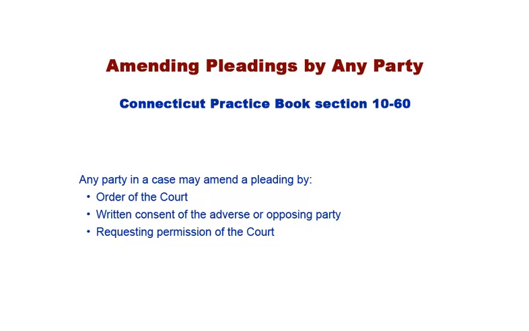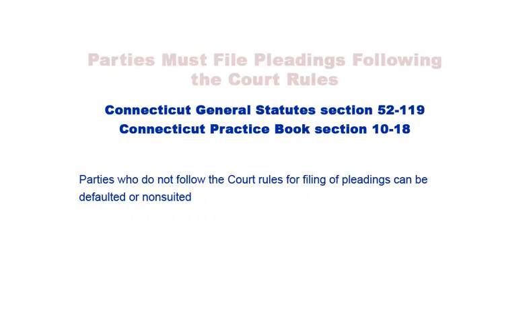Connecticut Practice Book, Section 10-60, states that the plaintiff or any other party, after the first 30 days after the return day, may amend a pleading by order of the court, by written consent of the adverse or opposing party, or by filing a request asking permission to file an amendment. Section 10-60 gives specific instructions on what to include in a request to amend a pleading.